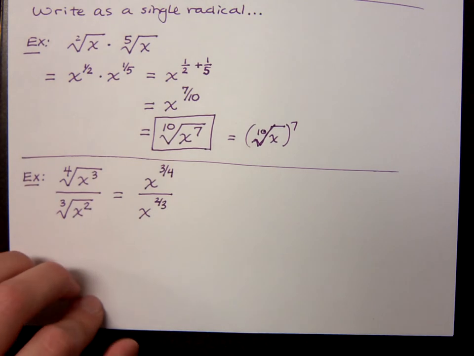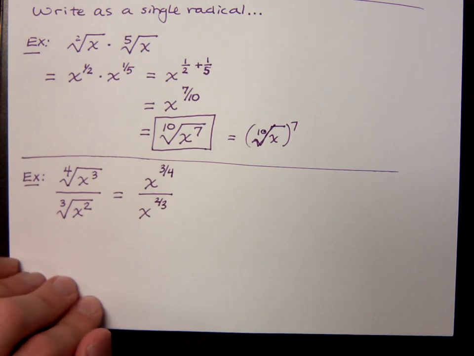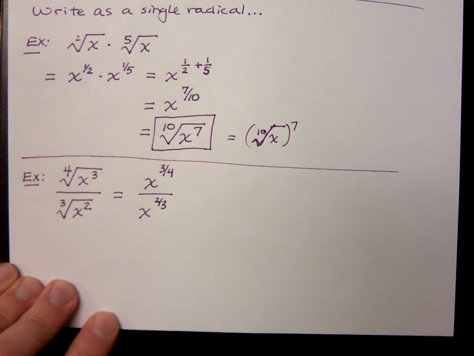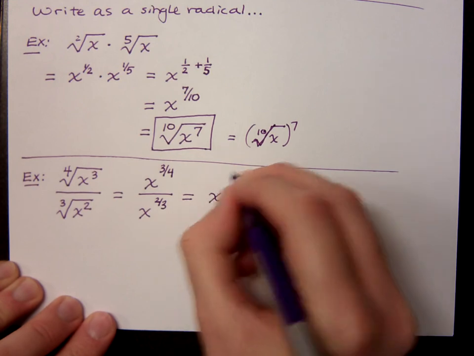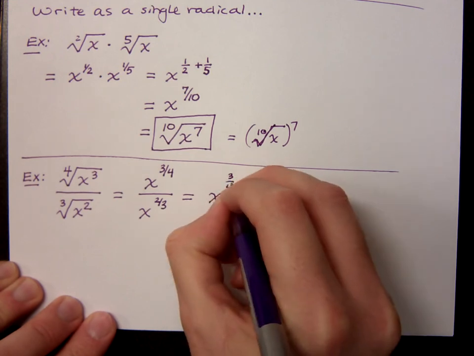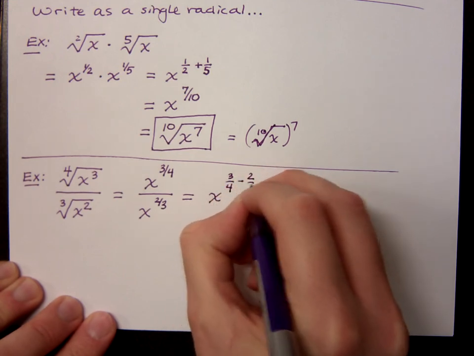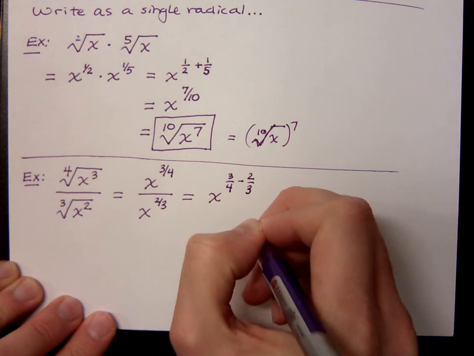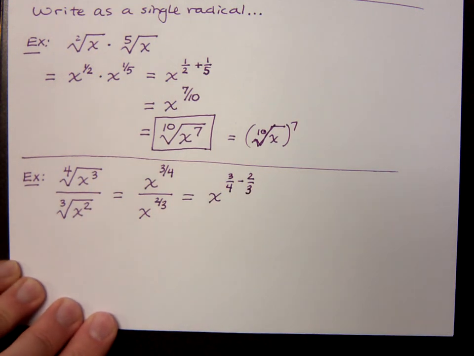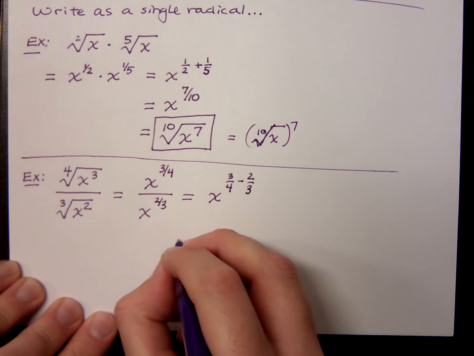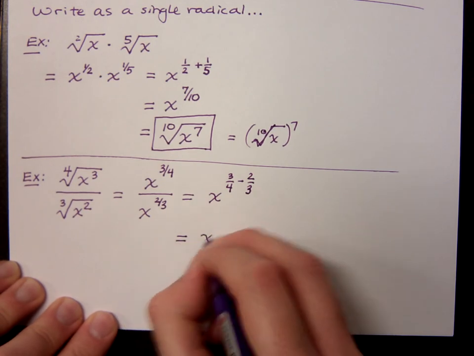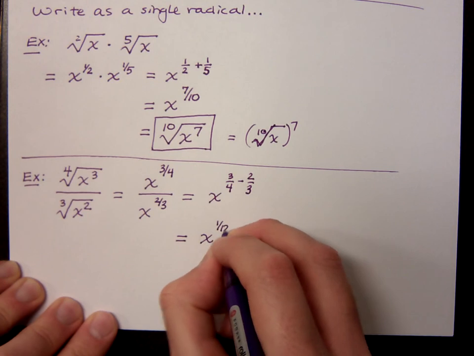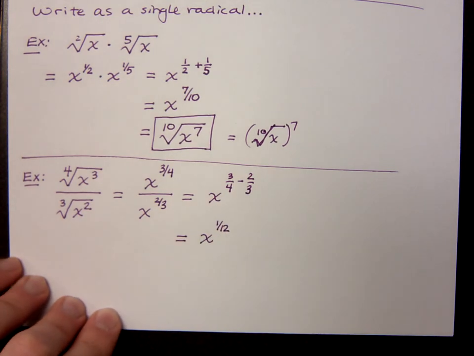Now, what was the rule for division with exponents? What do you do when we're dividing? We subtract the exponents. Now, understand that when you subtract, it's always the top minus the bottom. So for this guy, he's going to be the 3/4 power minus 2/3. Okay? So what do you get? You get 1 over 12. So x to the 1/12 power.